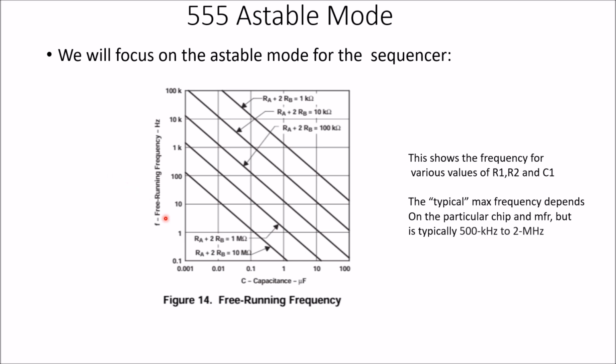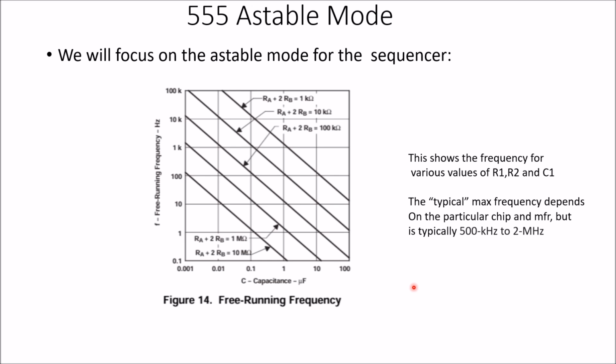So in this case, you would have a RA and RB, which is the same as the R1 and R2 in the previous slide, means the same thing. And for example, if you pick an RA plus 2 RB to equal 100K, then you follow this line down to the capacitance value you're putting into the circuit. So in this case, it's 1 microfarad right here. And the free running frequency along that line for RA plus 2RB is 10 hertz.